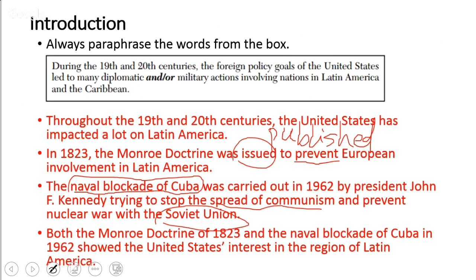Okay, and the last one, the last sentence: Both the Monroe Doctrine of 1823 and the naval blockade of Cuba in 1962 showed the U.S. interest in the region of Latin America. Again, we talk about the word a lot. Region means area, right? Region, area.